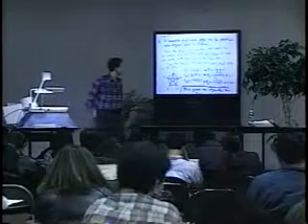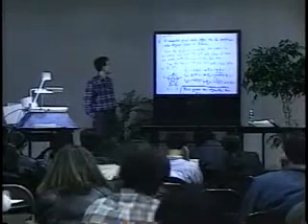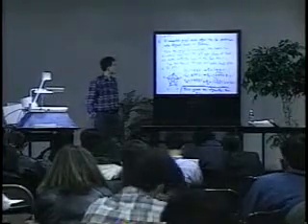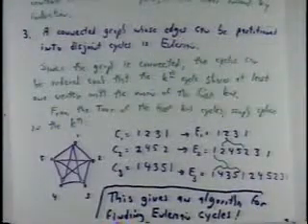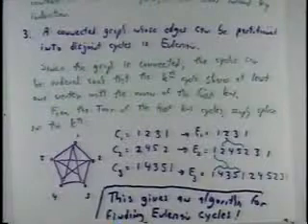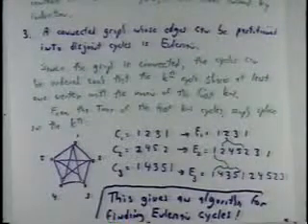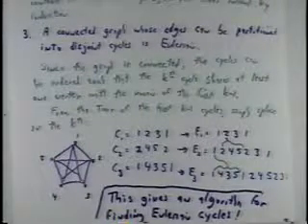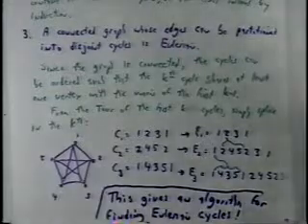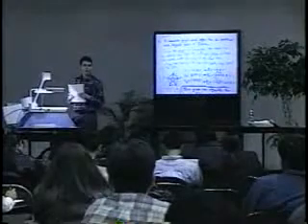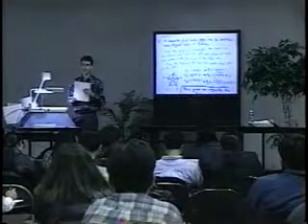Now let me mention the third statement. A connected graph whose edges can be partitioned into disjoint cycles is Eulerian. So now that we've partitioned the graph into disjoint cycles, we want to convert the cycles into an Eulerian tour.